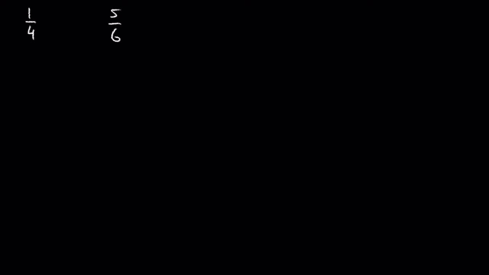Let's find the least common denominator of 1 over 4 and 5 over 6. In other words, which is the smallest number that is exactly divisible by 4 and 6 without a remainder. Here we see that the smallest number is 12. But if we don't see that the smallest number is 12, which is divisible by 4 and 6, we can write a list of the multiples of 4 and 6.